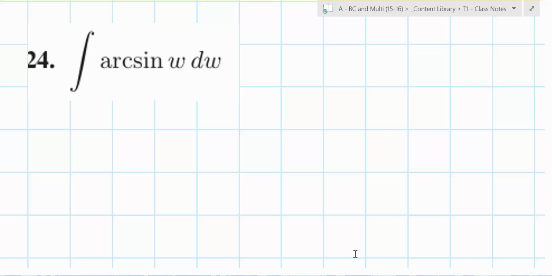Substitution you want to start with? Anybody have a U substitution they want to start with? Caroline, yeah. What's U going to be? I have U as arc sine of W. Yeah, I like writing it as sine inverse of W like this.